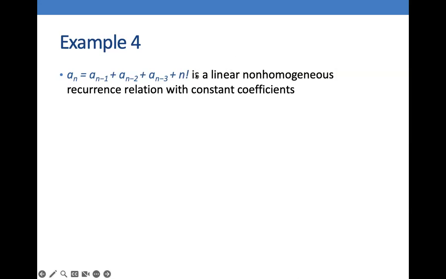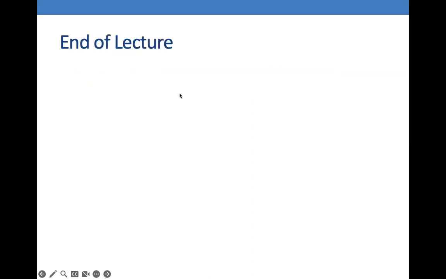So since we have an f of n here, we can say that this is also a linear non-homogeneous RR. So that is all for this topic. In the next topic, we are going to discuss dynamic programming.